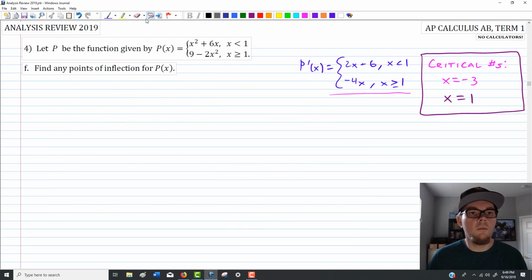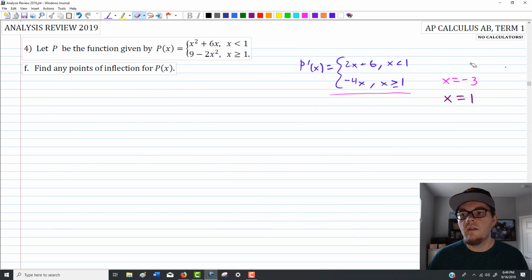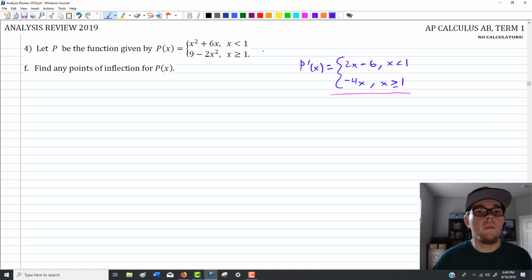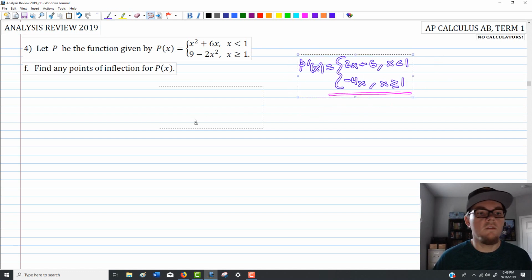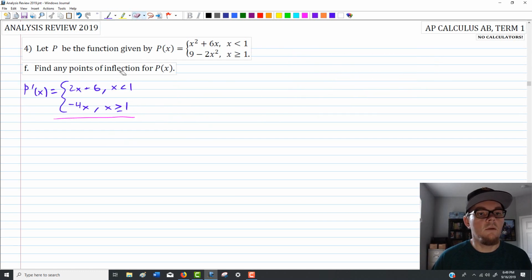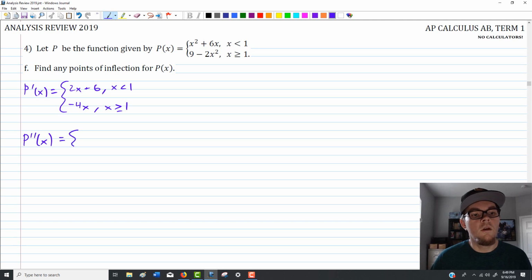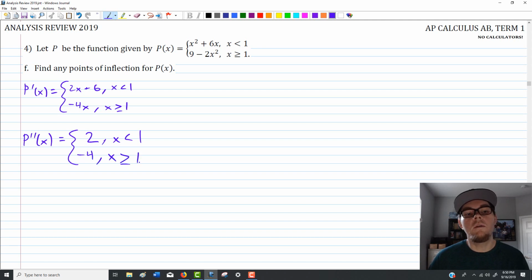So again, hopefully when you hear points of inflection, your mind immediately starts to think about the second derivative. So that's exactly what we're going to do here as well. If we have our first derivative as p prime of x, then we need to find our second derivative. So we're going to compute first p double prime. Looking up here, the second derivative is 2 when x is less than 1, and the second derivative is negative 4 when x is greater than or equal to 1.